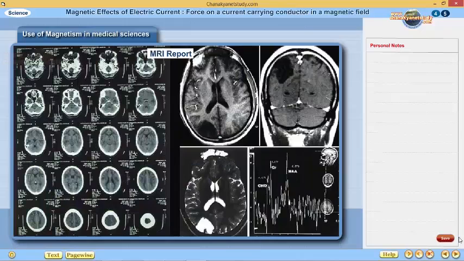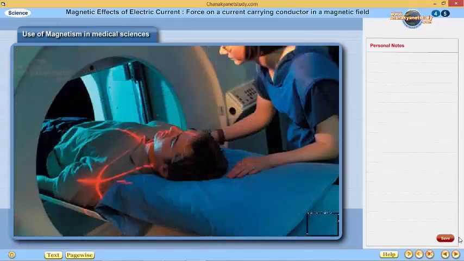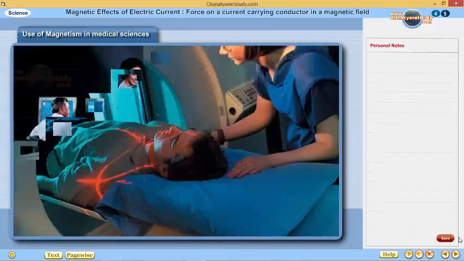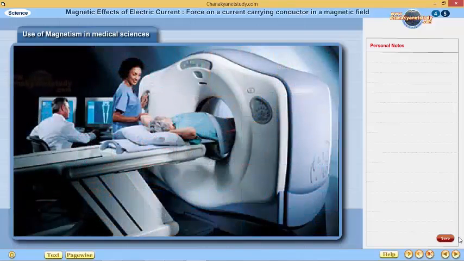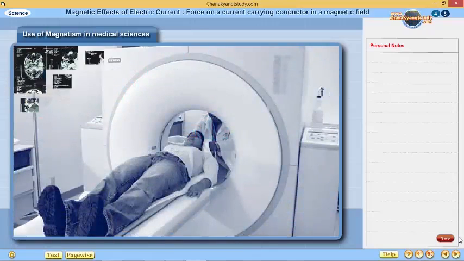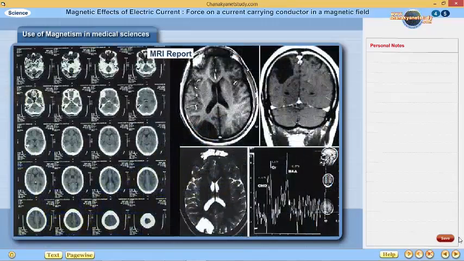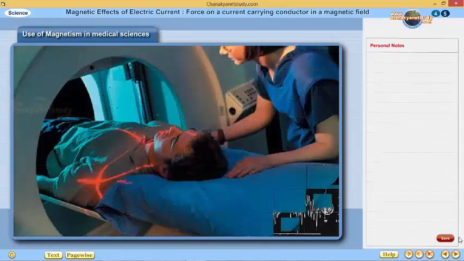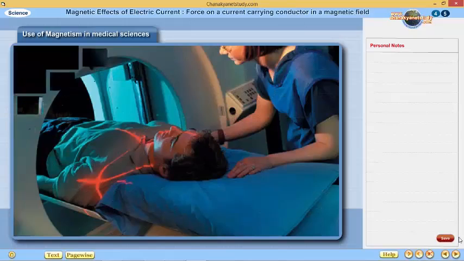This forms the basis of obtaining images of heart and brain, or images of different parts of the body. This is done using a technique called magnetic resonance imaging. Analysis of these images helps doctors to diagnose disorders of the brain.